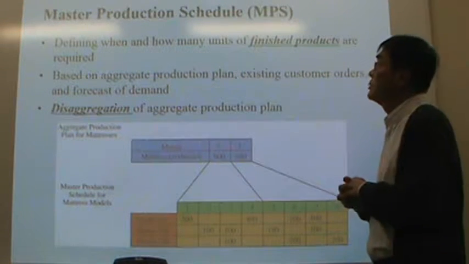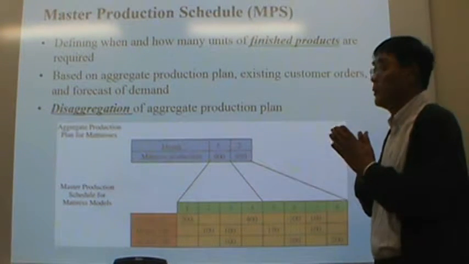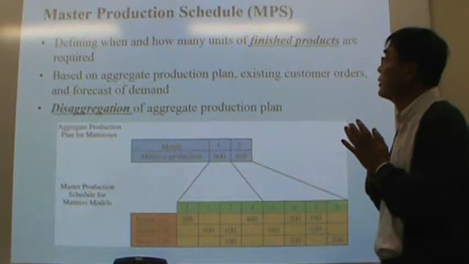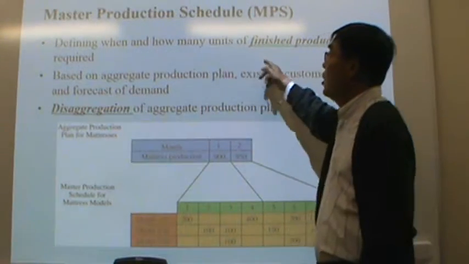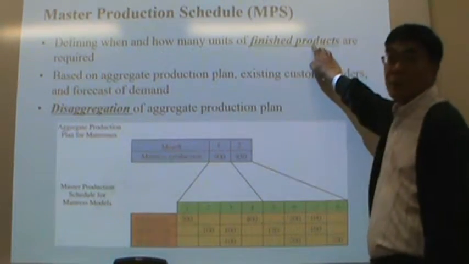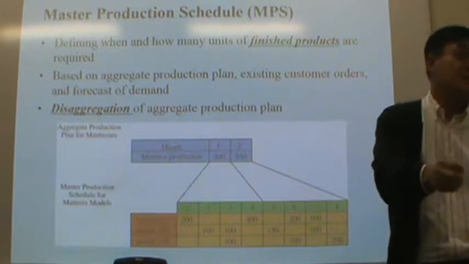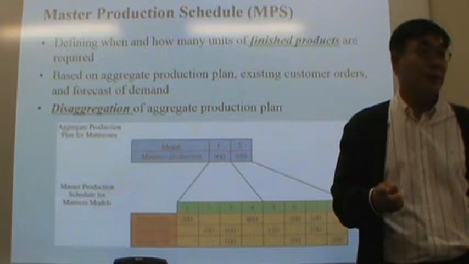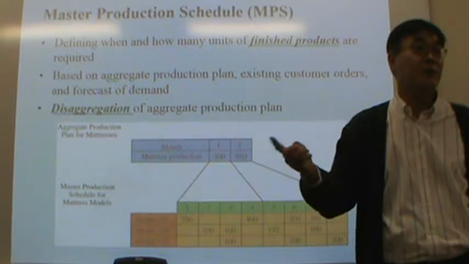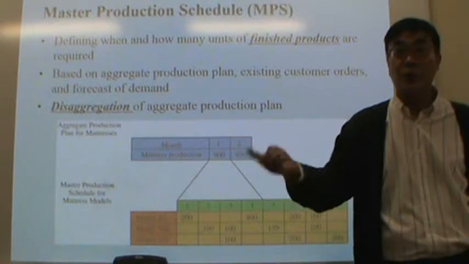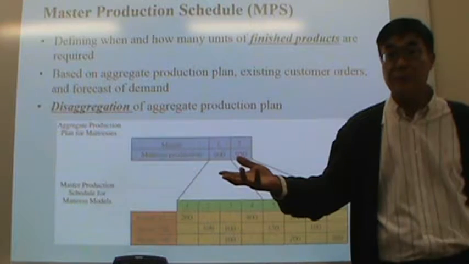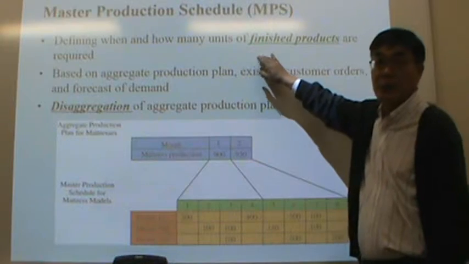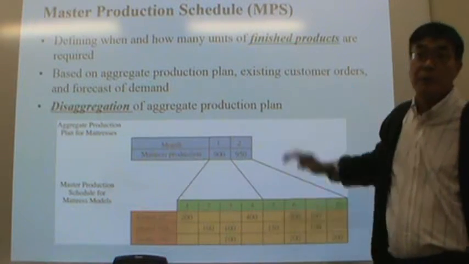First, MPS, Master Production Schedule, one of the required files to run an MRP system. It defines when and how many units of finished product. The MRP system is based on parts, but we should know how many finished products we need to determine the number of parts. So, anyway, MPS is based on the final product.